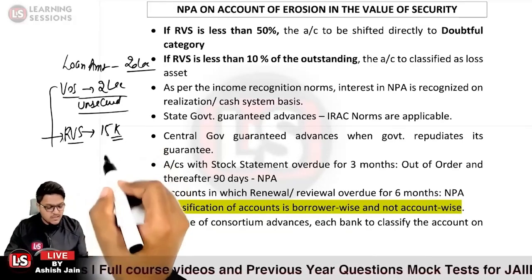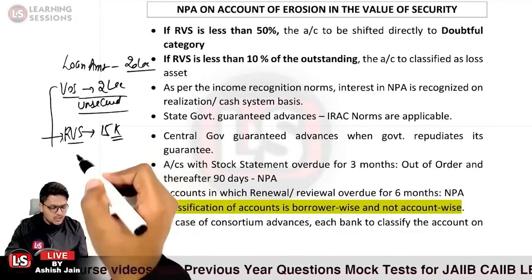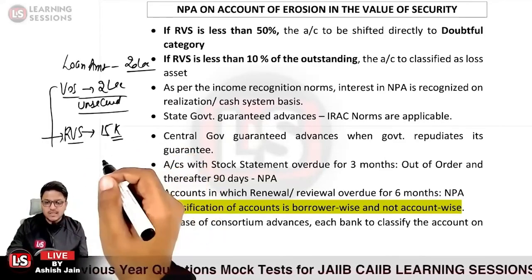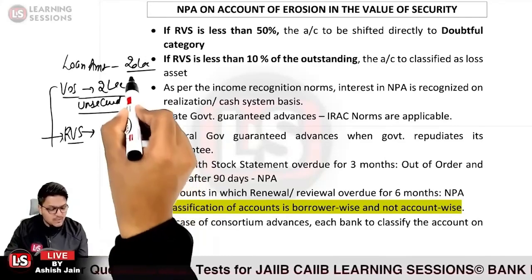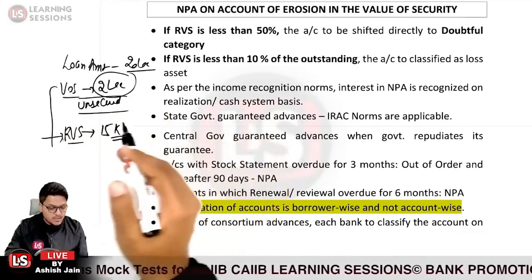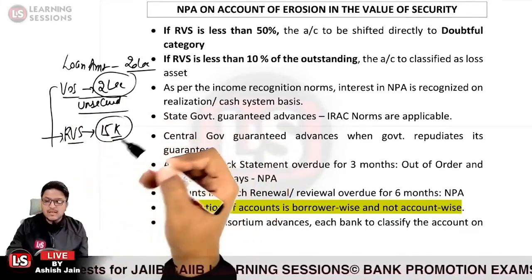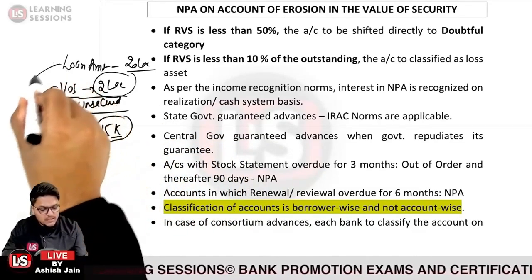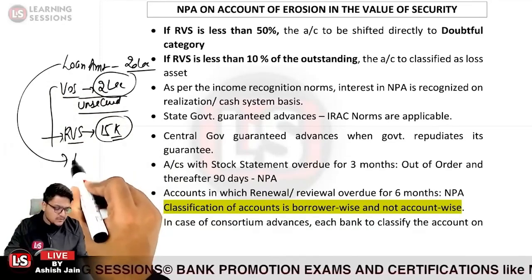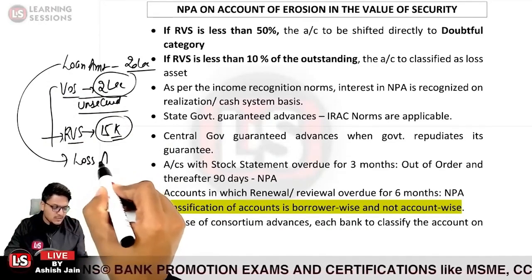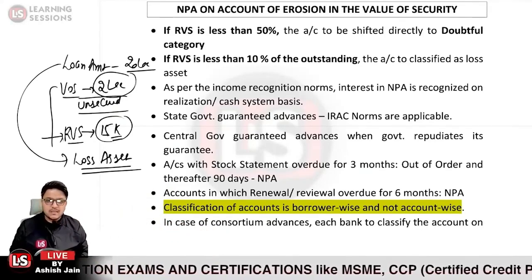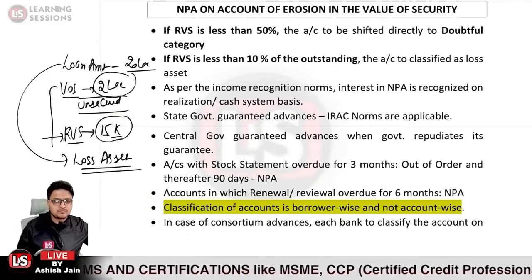Now in this particular case, the value of the security eroded to less than 10%. What is the 10% amount? 10% of 2 lakh is equal to 20,000, but it eroded down to less than 10%. In that particular case, the account will be directly transferred to which category? It will be directly transferred to the loss asset category. Is that clear? Okay.